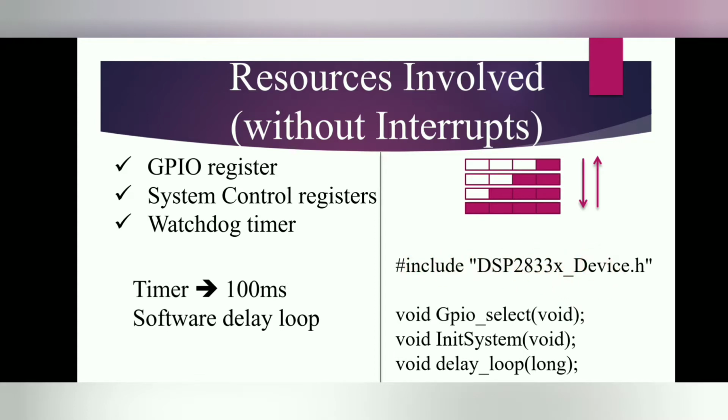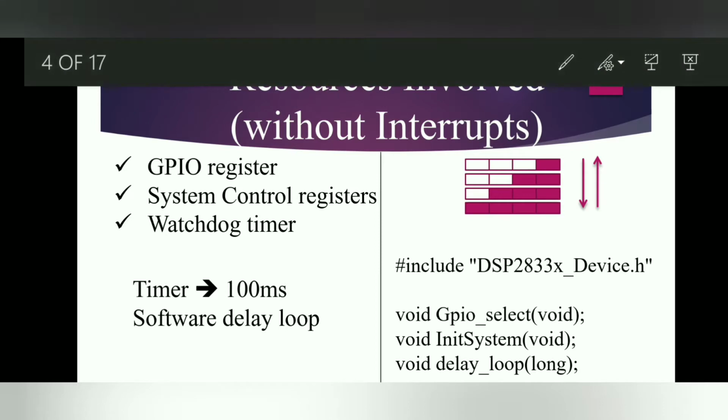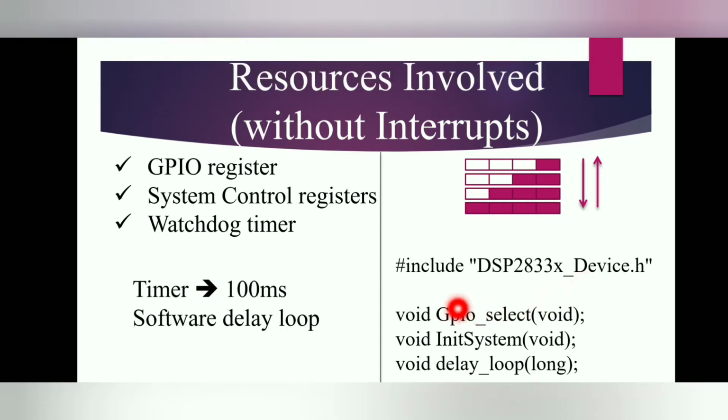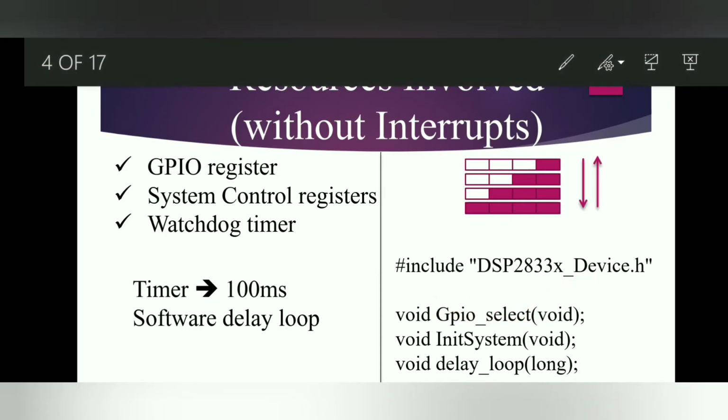In your C code also you have seen that first we need to initialize our library, the library of your DSP processor, and next we have to use some basic functions. So how do we need these basic functions? As you have seen, void GPIO, void init system, void delay underscore loop. So we will see in detail how these functions look like.